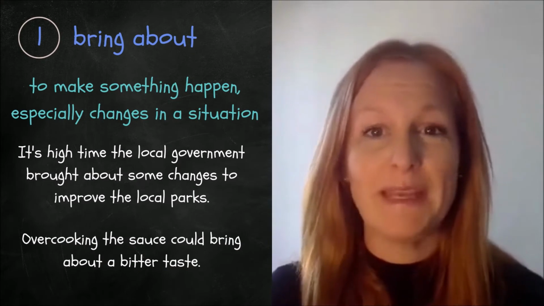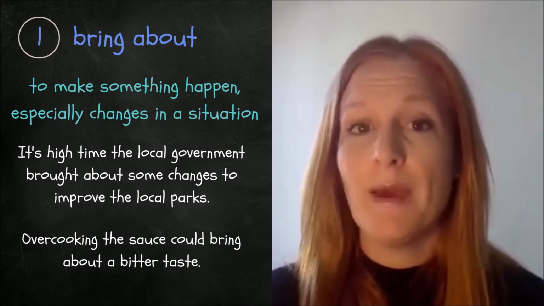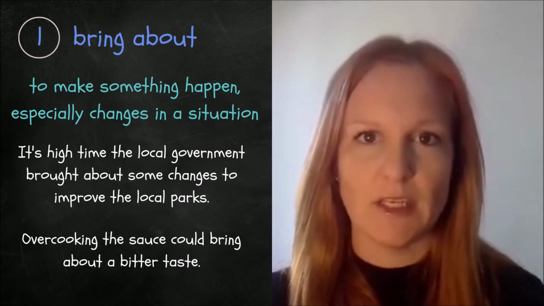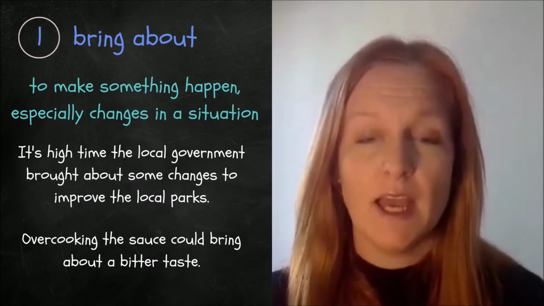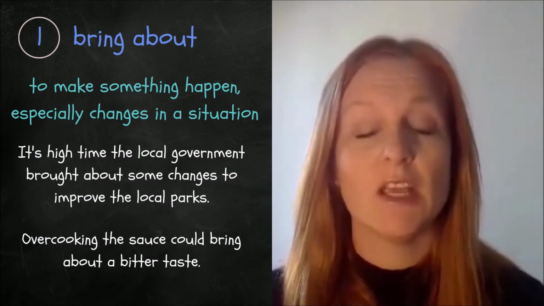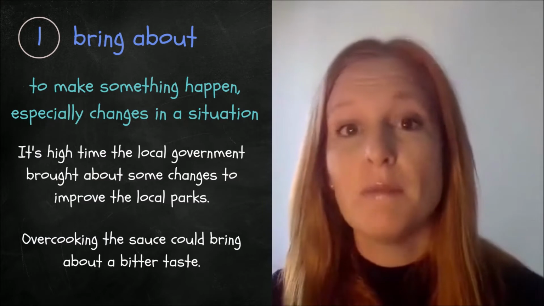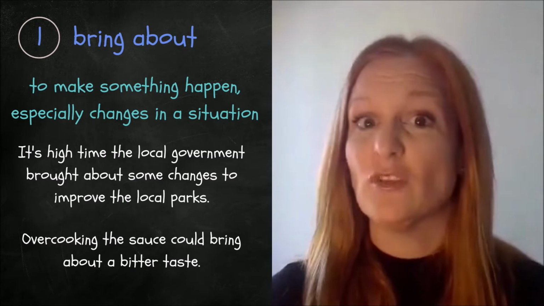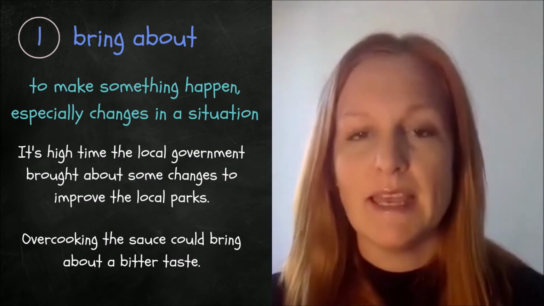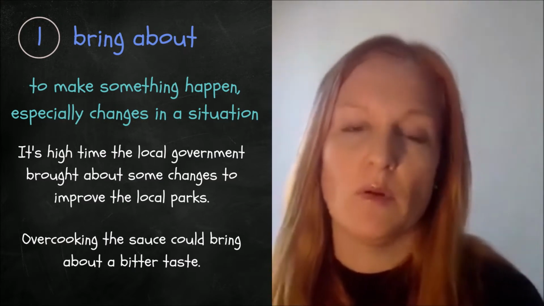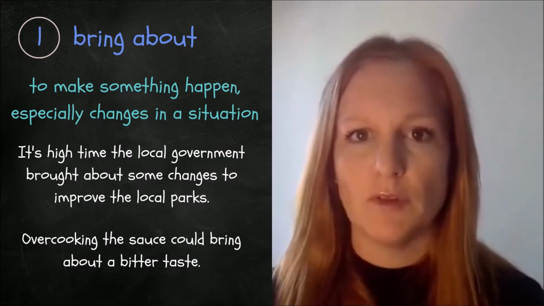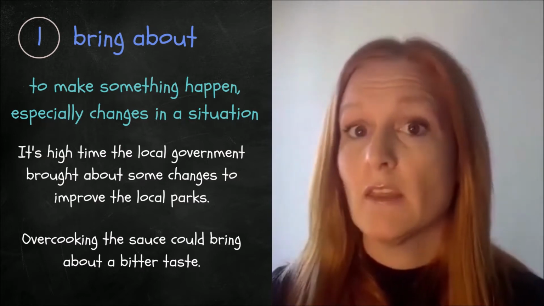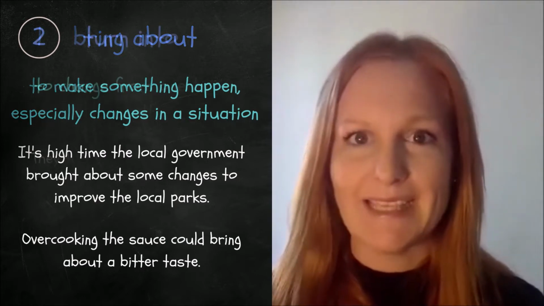The first phrasal verb is to bring about, and if you bring about something, you make something happen, especially changes in a situation. For example, it's high time the government brought about some changes to improve the local parks. Remember, it's high time triggers the unreal past. Okay, it means that they should do something immediately, but we say it's high time plus the past simple, or the past continuous is also acceptable too. Another example of bring about could be: overcooking the sauce could bring about a bitter taste.